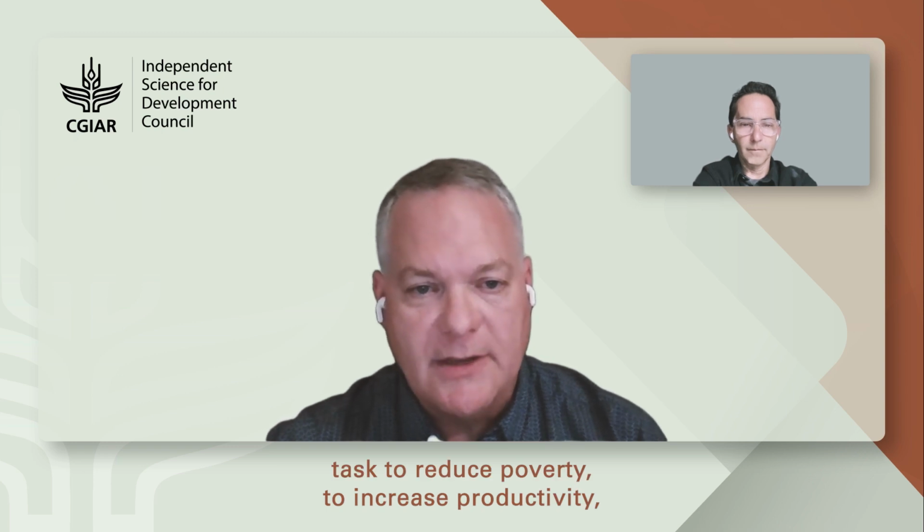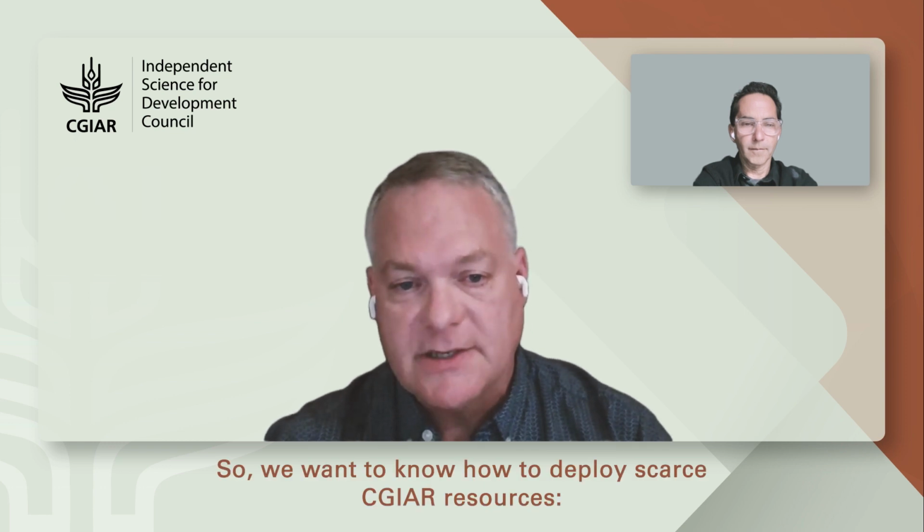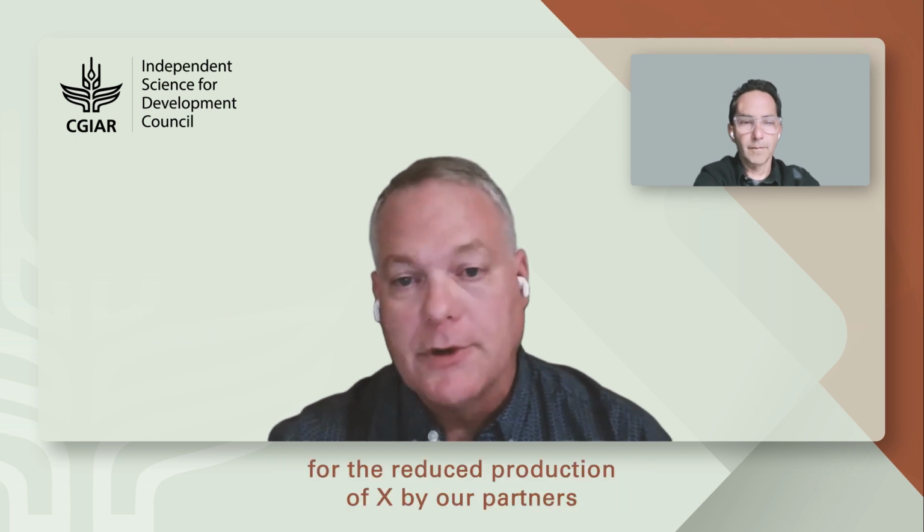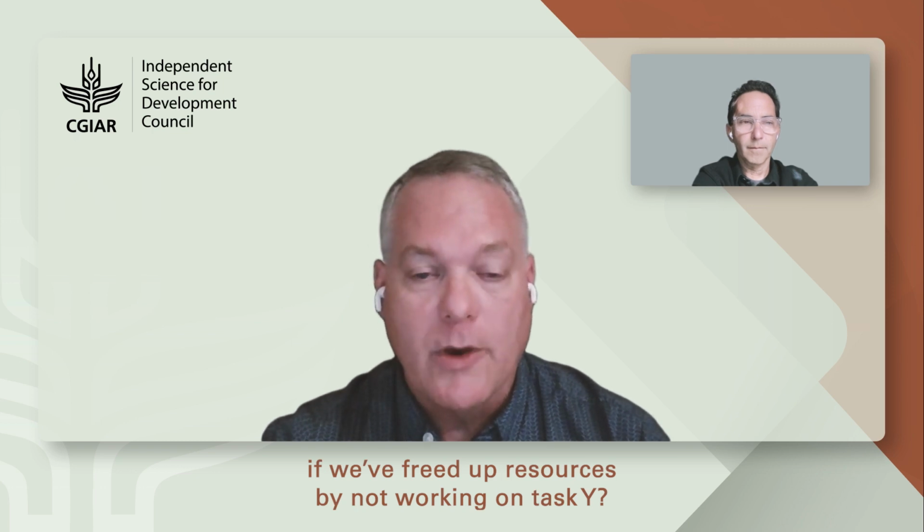It's not a pure CGIAR task to reduce poverty, to increase productivity, to achieve climate solutions through agri-food systems. That's a shared commitment of lots of organizations. So we want to know how to deploy scarce CGIAR resources, dollars as well as people as well as relationships, to accomplish those best. And we need to assess what are the trade-offs between us doing it versus some other organization doing it. If the answer to the third question, could the CGIAR more than compensate for the reduced production of X by our partners if we freed up resources by not working on task Y?